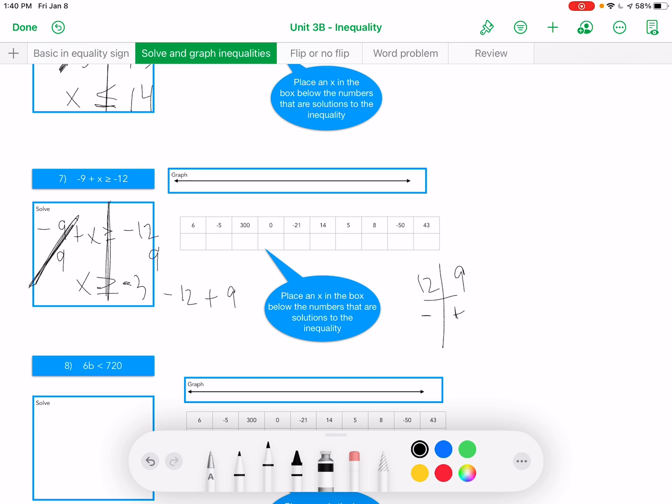We're going to shade it in at negative 3. And if it's greater than, then that means it could be negative 2, negative 1, and 0. Draw your arrow to the right.